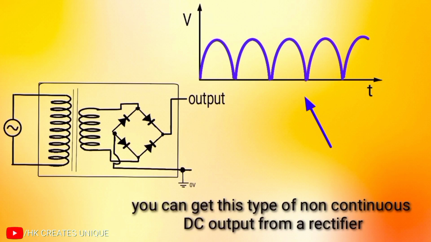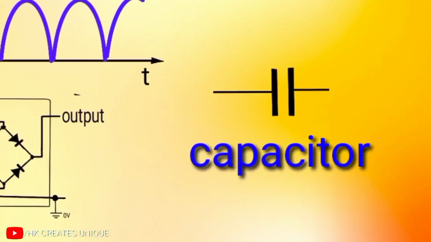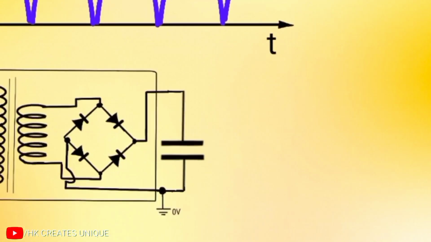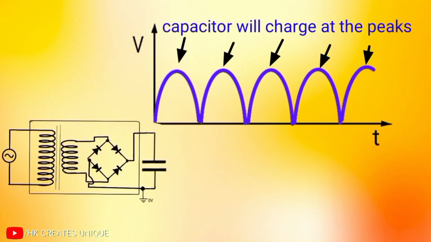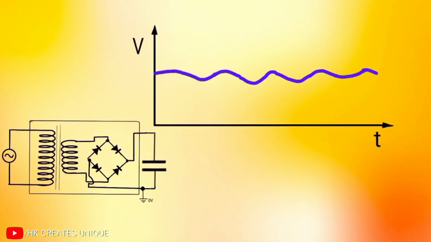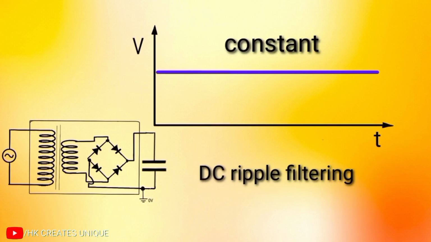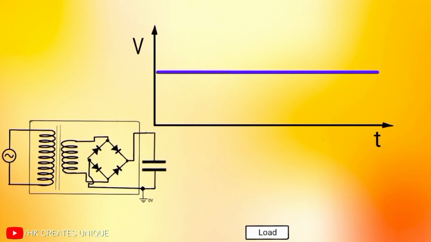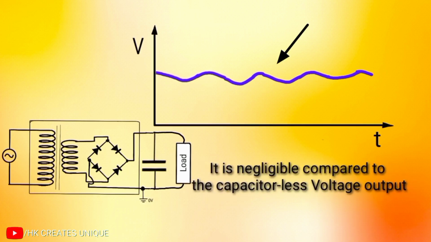But to make it a continuous DC, we need to use a capacitor at the output like this. What the capacitor will do is charge at the peak voltages and discharge at the gaps. The result is a constant DC voltage. This is called filtering. However, a load may make the voltage discontinuous, but it is negligible compared to the capacitor-less voltage output.